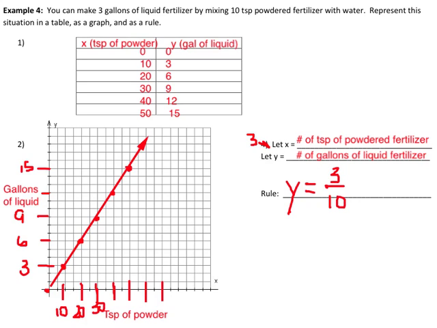And again, I'm going to repeat, I knew that this was a proportional relationship because it went through the origin and it was a straight line. So we knew that the equation should have been in the form y equals mx. And so I just had to find my slope, and that was 3/10.